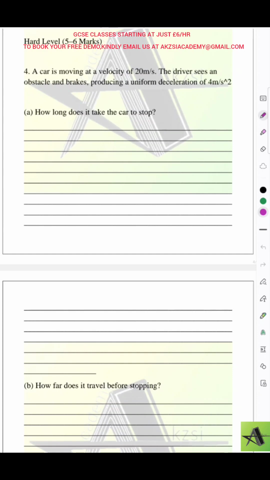A car is moving at a velocity of 20 meters per second and the driver sees an obstacle and brakes, producing a uniform deceleration of 4 meters per second squared. How long does it take the car to stop?